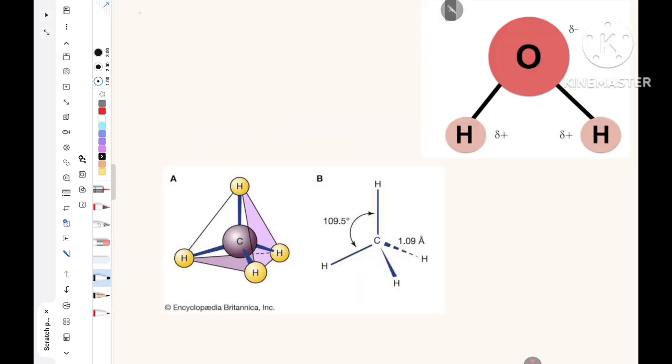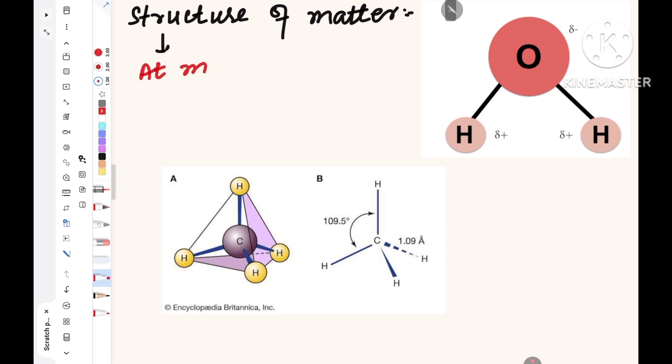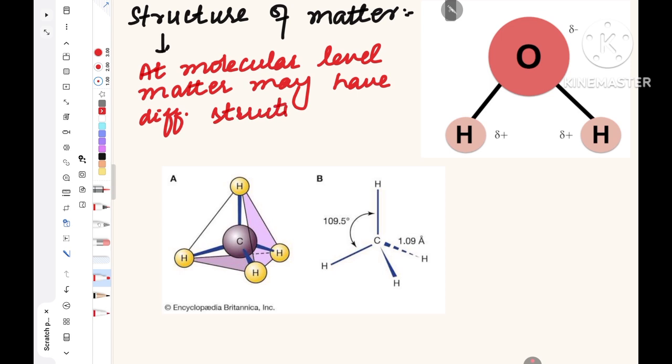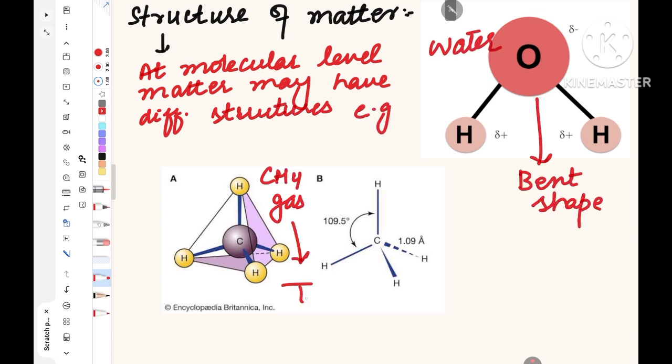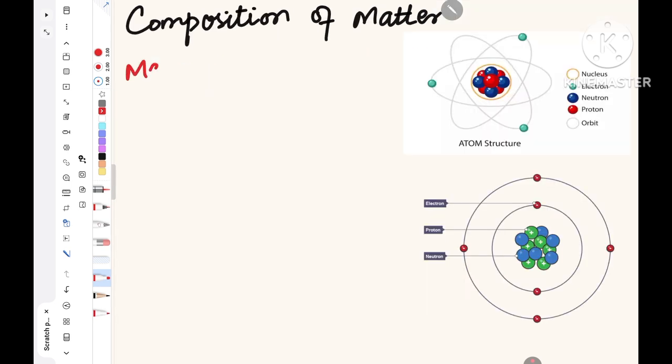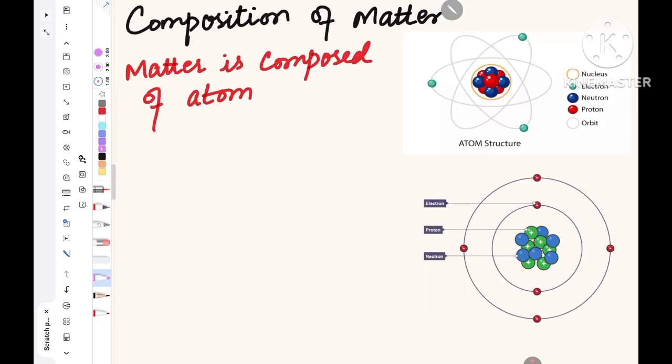Structure of matter. Different substances have different structure at molecular level. For example, water has bent shape while CH4, methane gas, has tetrahedral shape. Chemical composition of matter. Matter is composed of atoms.